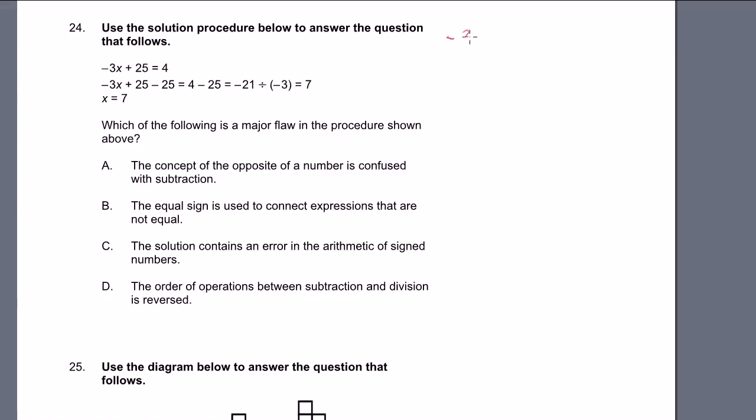So if I started with minus 3x plus 25 is equal to 4, the first thing I would do is subtract 25 from both sides of the equation. So I would take a minus 25 from the left-hand side, and then a minus 25 from the right-hand side. And it looks like that's what the person did. They took a minus 25 there, and a minus 25 just like that. And then he said, okay, that's the same thing as minus 21. So then you would get minus 3x on the left-hand side is equal to minus 21.